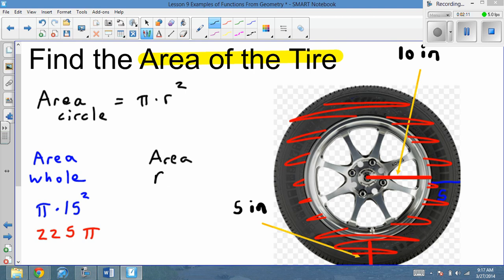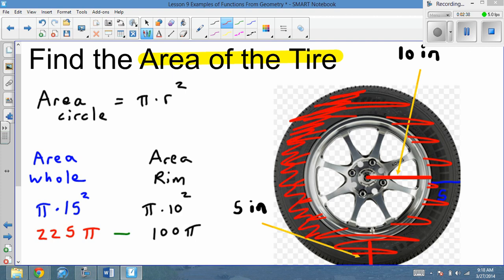of the rim. The area of the rim is also a circle, so we're going to take pi times the radius of the rim, which is 10 squared, which is 100 pi. If we go ahead and subtract these areas, 225 pi minus 100 pi, that is going to give us the area of the tire, or this outside portion, as we saw when I erased or subtracted the area of that rim.